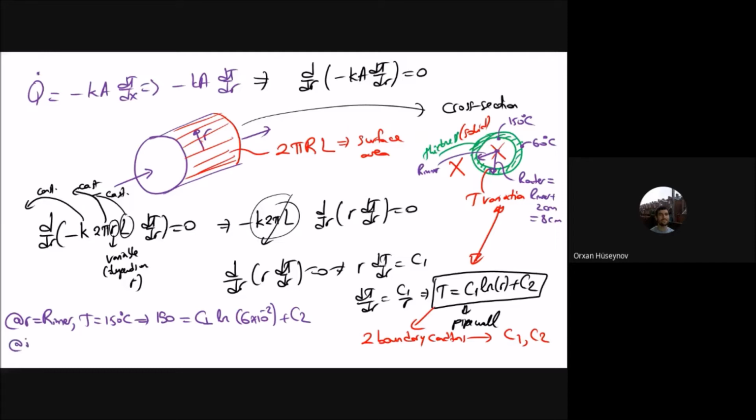So at R outer, which I should note is 8 centimeters, the temperature is 60 degrees Celsius. And therefore 60 will be equal to C1 ln, and instead of that 6, you will have 8 times 10 to the negative 2, plus C2. These are the equations that we need to solve to find the C1 and C2 values.